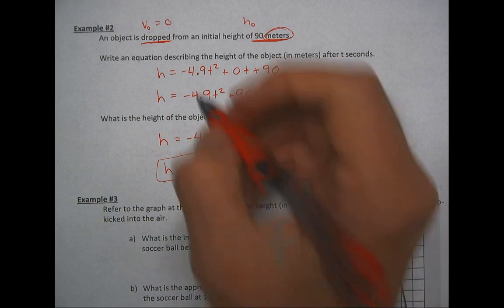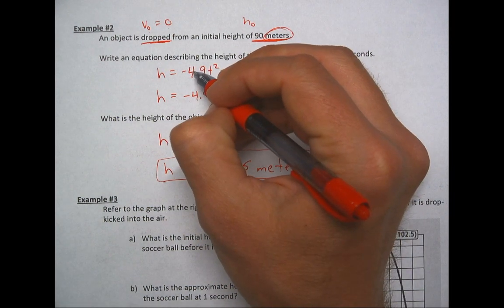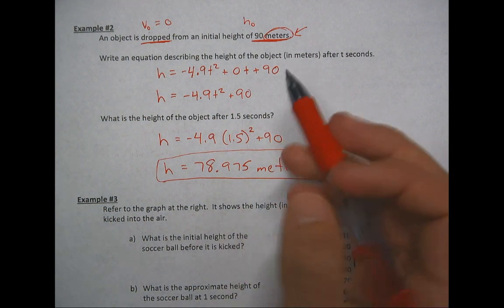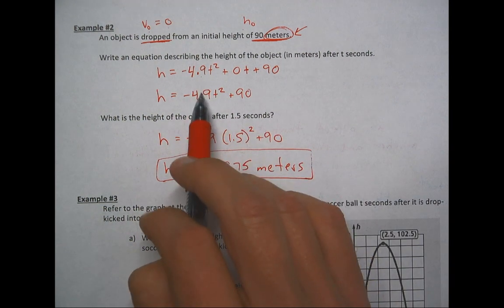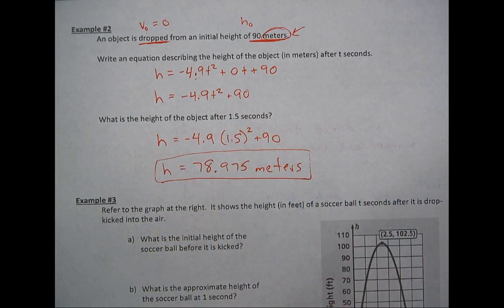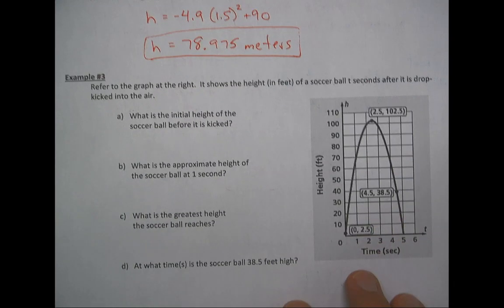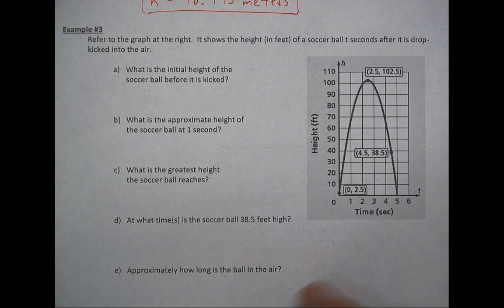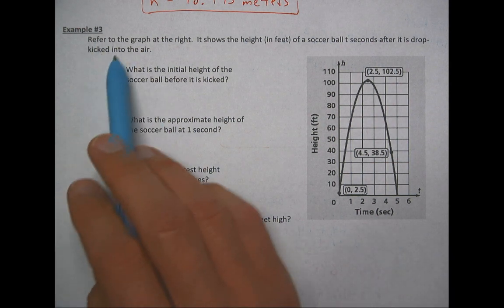So same idea as example 1. I don't want to spend too much time, but we just need to make sure that we recognize when it's given in meters or it's given in feet, then we need to make sure we choose the right number, either the negative 16 or the negative 4.9. All right, example number 3 now. We're not going to actually write the equation. We're just going to look at a graph, which we've done before, and try and pull the information off that we need. So it says refer to the graph.